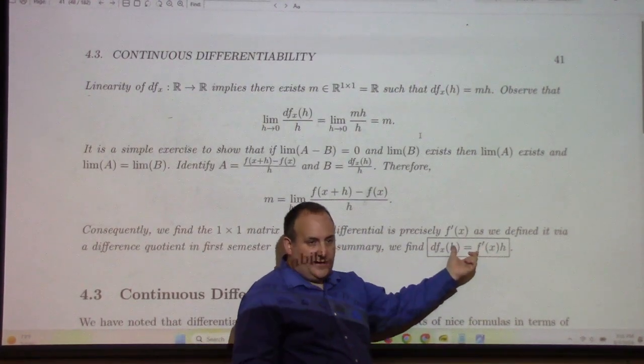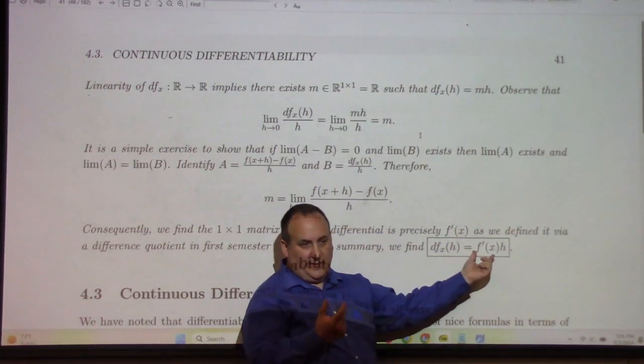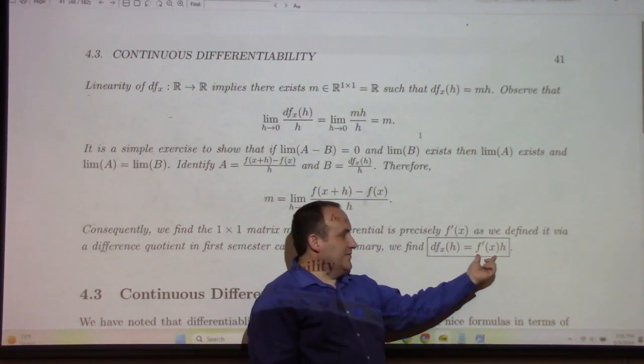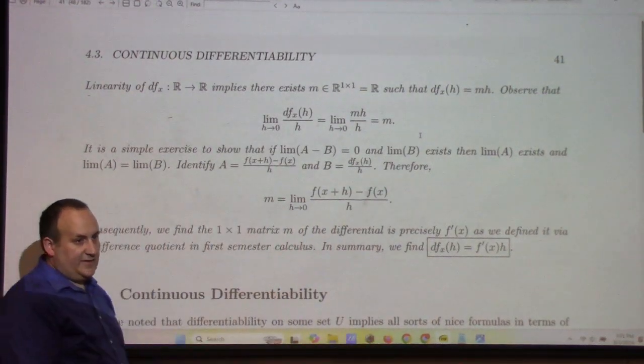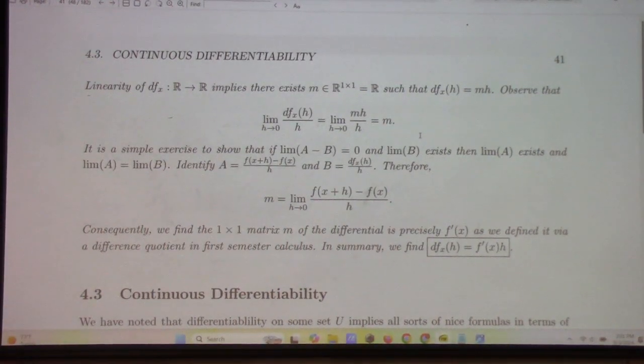So for a function from R to R, the Jacobian matrix is just a 1 by 1 matrix. It's a number, and that number is the derivative that we know and love from Calculus 1. So this is how the two worlds tie together. The Fréchet derivative is a natural extension of regular, plain old Math 131.